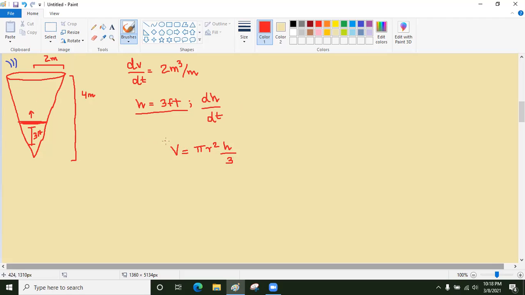And the idea here is that we recognize that we have volume on one side, and the height on the other. This makes sense. So we have a relationship going on here. We've related two different rates. One rate we're given, and the other rate we actually want to solve for.